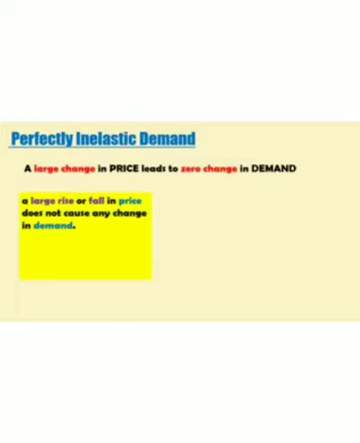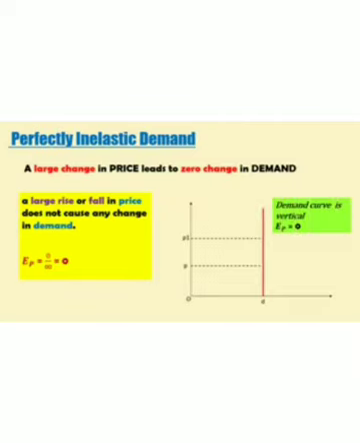Here, percentage change in price is almost infinity and percentage change in demand is almost zero. Hence, EP is equal to 0 and demand curve is vertical. In this diagram, we can see that a large change in price from P to P1 has not produced any change in demand D.